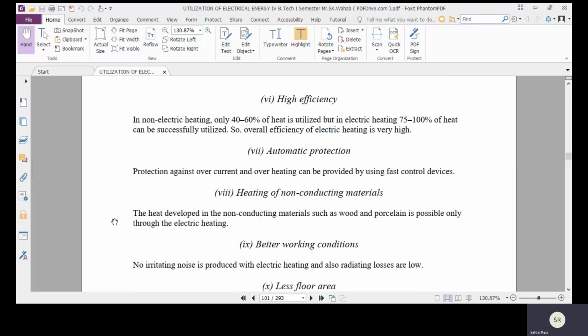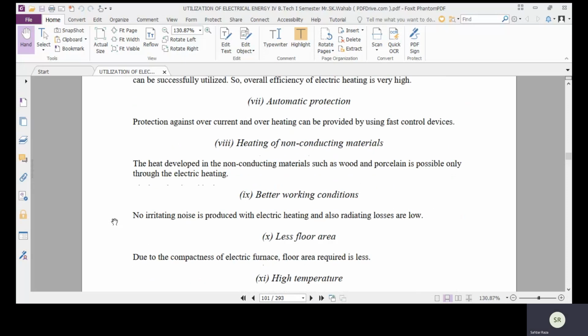However, in conventional heating, it is quite impossible to heat wood and porcelain. It may change the characteristics, it may be burned from the conventional form of heating. However, in electric heating, we can easily heat wood and porcelain and other such non-conducting materials.